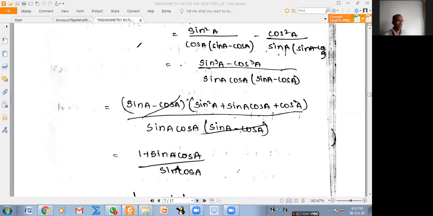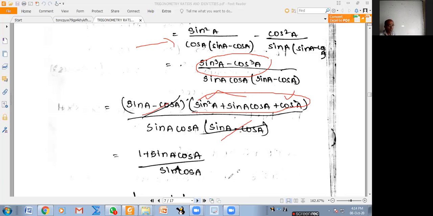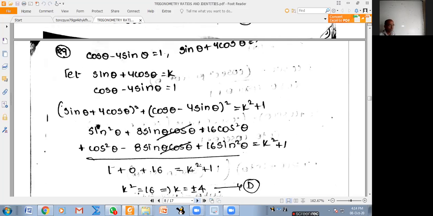when I took LCM for this part here, I will get sin cube A minus cos cube A by this. The numerator is the A cube minus B cube formula. A cube minus B cube is A minus B into A square plus B square plus AB. So this sin A minus cos A, this sin A minus cos A, this is there. And sin square A plus cos square A is 1. I'll get 1 plus sin A cos A by sin A cos A.